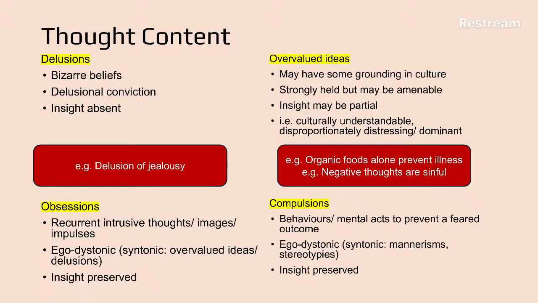Compulsions, on the other hand, are behaviors or mental acts that are done to prevent a feared outcome. Usually this is done in response to the obsession. So the patient will get these obsessive thoughts, which cause them distress, and they do these compulsions, these mental or physical acts, which relieve this tension from them. For instance, if you have an obsession that your hands are dirty all the time, you might wash your hands, and washing your hands is a compulsion. You feel compelled to do it. Again, it's ego dystonic, and again, insight is preserved.